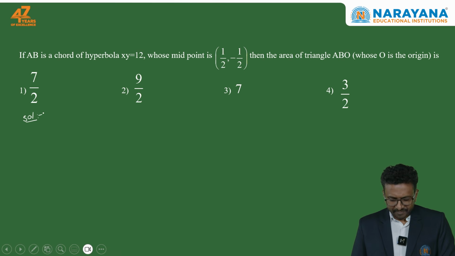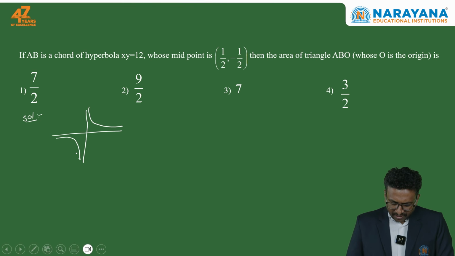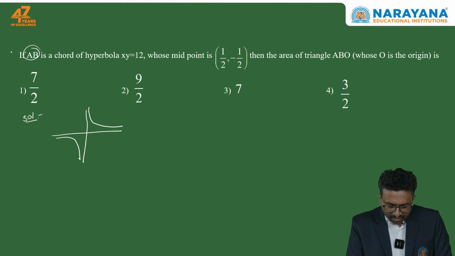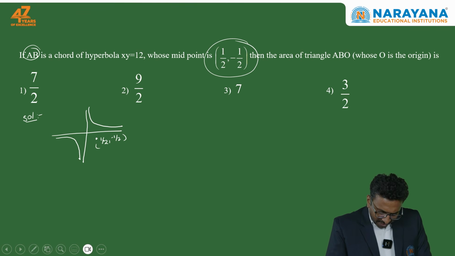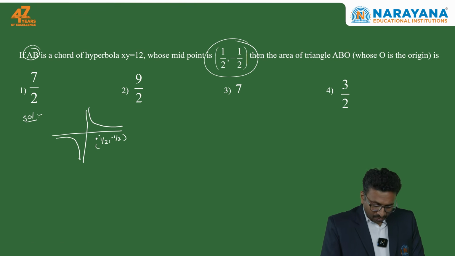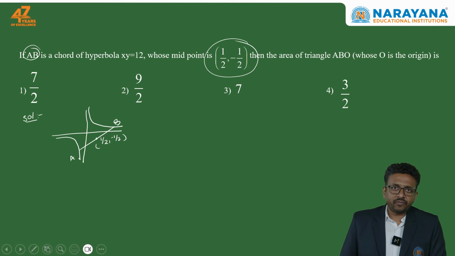draw the diagram. So xy is equal to 12 is a rectangular hyperbola which looks like this, right? Now there is a chord AB whose midpoint is 1/2 comma minus 1/2. So 1/2 comma minus 1/2 lies somewhere here. So now you have to draw a chord with this point as midpoint. Maybe the chord will look like this. So this might be the chord with 1/2 comma minus 1/2 as the midpoint.